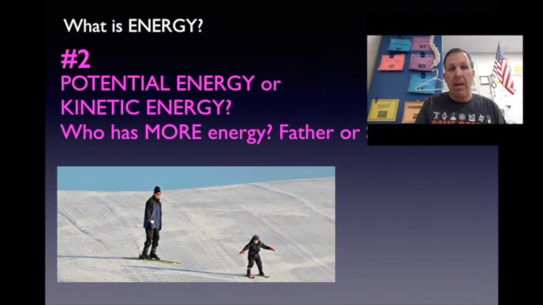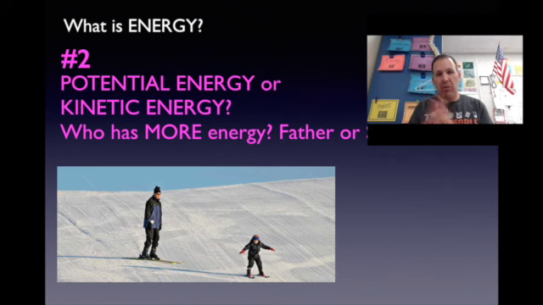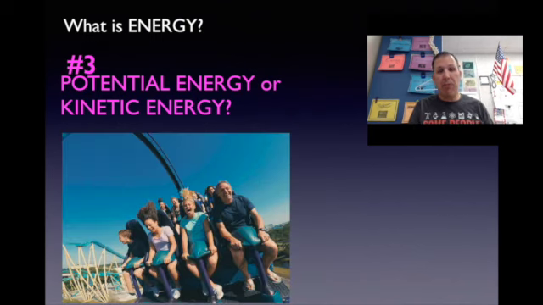Okay. Number 2, now this father and son are skiing down. Do they have potential energy or kinetic energy? Are they showing potential or kinetic energy? Write down your answer. And then, second part of 2 is who has more energy, do you think? The father or the child, the son? Which one of them has more of the energy that you selected? Okay, father or son.